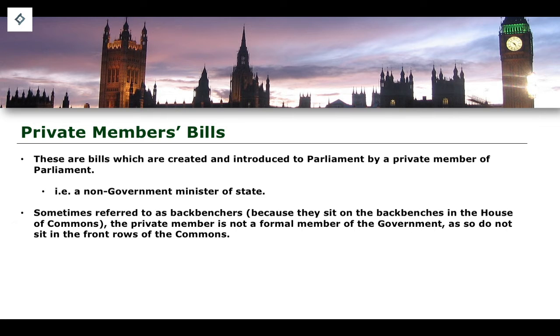The private member is not a formal member of the government and so does not sit in the front rows of the House of Commons. That is essentially the way in which it operates.